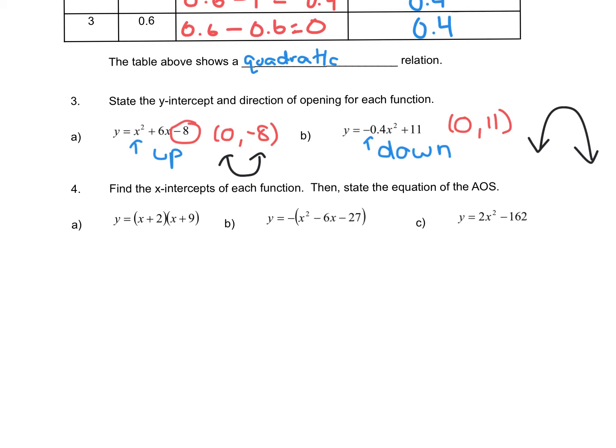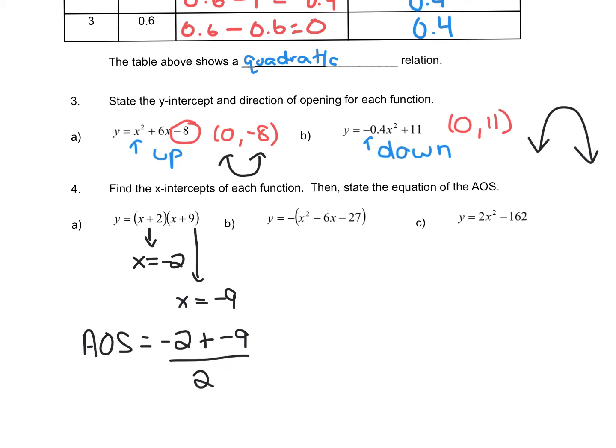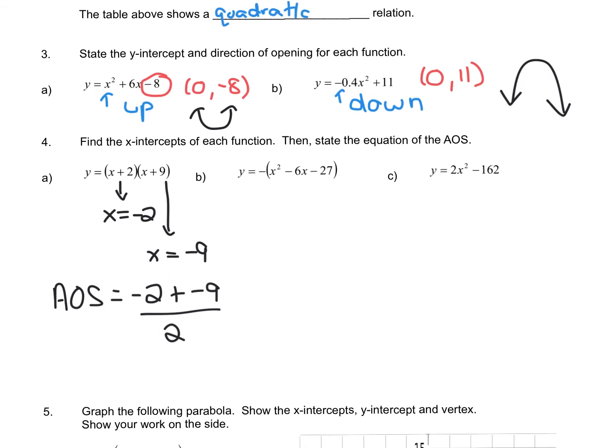The next part is finding the x-intercepts. And when we're finding the x-intercepts, it's about pulling out the x's. So for example, we know that x equals -2 and x equals -9. And then to find the axis of symmetry, you add those two values up and divide by 2. So -2 plus -9 is -11, divided by 2. So we find out that the axis of symmetry in this situation is -5.5.